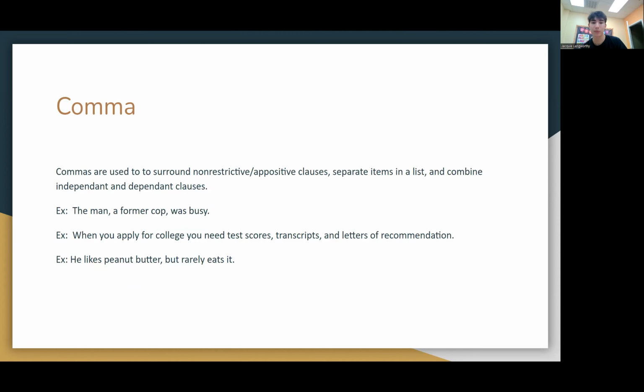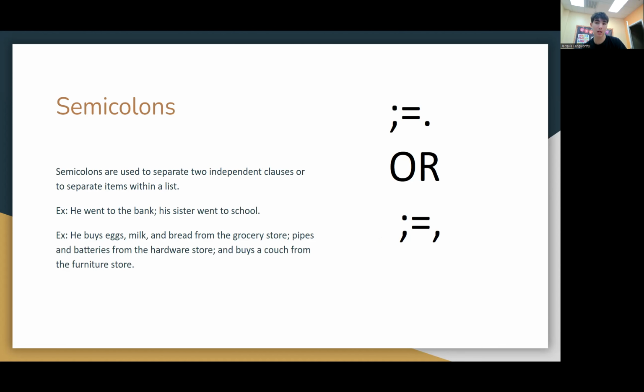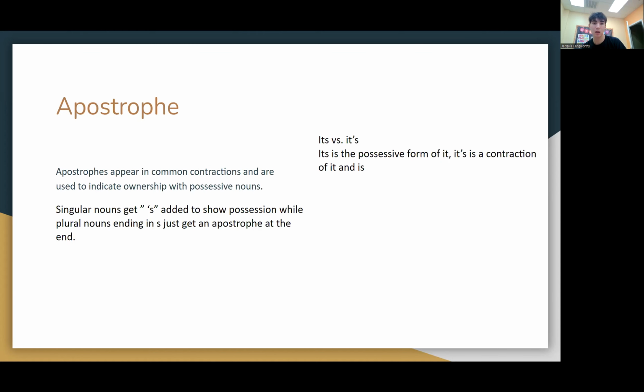Commas are used for non-restrictive or appositive clauses, lists, and to combine an independent clause to a dependent clause, never independent and independent. So, yeah. First example is an appositive. Second example is a list. Third example is separating independent and dependent clauses. Semicolons can either be used as a period or a comma. Period in that they separate two independent clauses, or a comma in lists within lists.